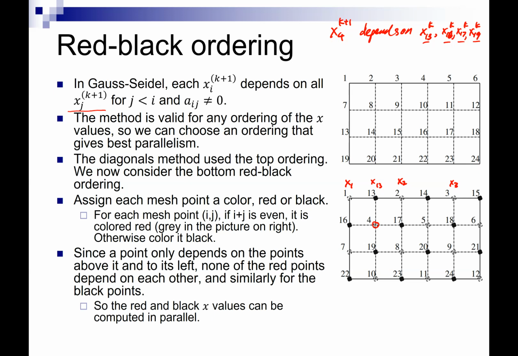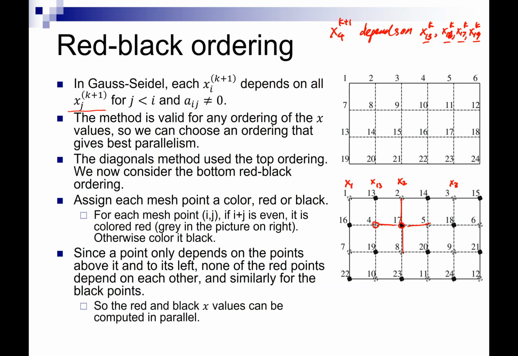And after you've done that, let's look at the black points. The black points are only going to depend on the red points. Since you've already computed all of the red points for iteration k plus 1, when you want to compute this black point, it needs the values for iteration k plus 1 from the red points 2, 4, 5, and 8. But we already have those, because you compute the red points for iteration k plus 1 first, before you do the black points. So the black points can also be computed in parallel, because all the red points have been computed already in iteration k plus 1.